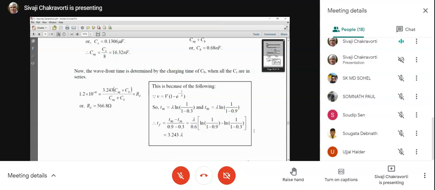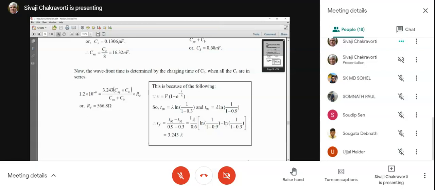That means 90% of the peak value and 30% of the peak value. So, how do we get it? T30 is where V by capital V becomes 0.3. So you can calculate from here. This becomes this expression, if V is 0.3 capital V. So for T30, e to the power minus T30 by lambda, you can write this expression.